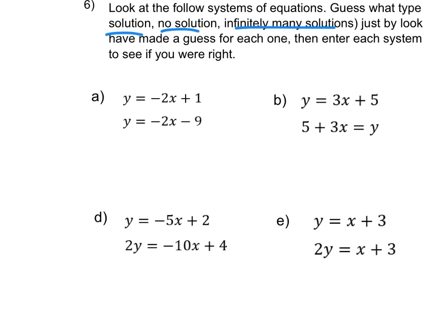So maybe just looking at one of them here together. Look at letter A, okay? They're both already in slope-intercept form, right? They're both y equals, so we could graph them right now. We won't have to do any modifying to either equation. And take a look. They both got -2 for the slope, but the y-intercepts are different. So what type of system is this going to be? Without graphing, you should be able to pick out what it's going to be right now, okay?